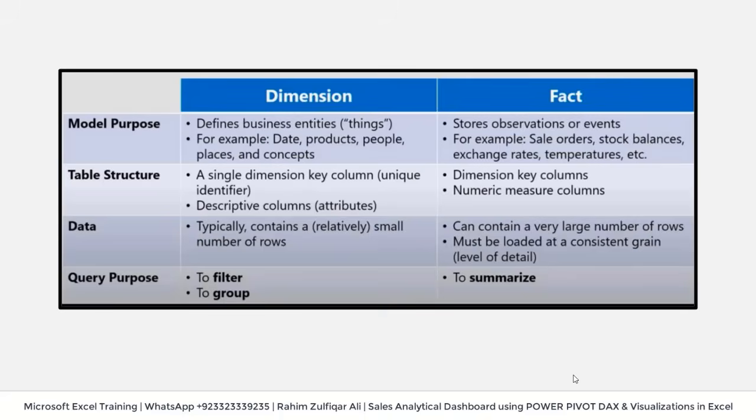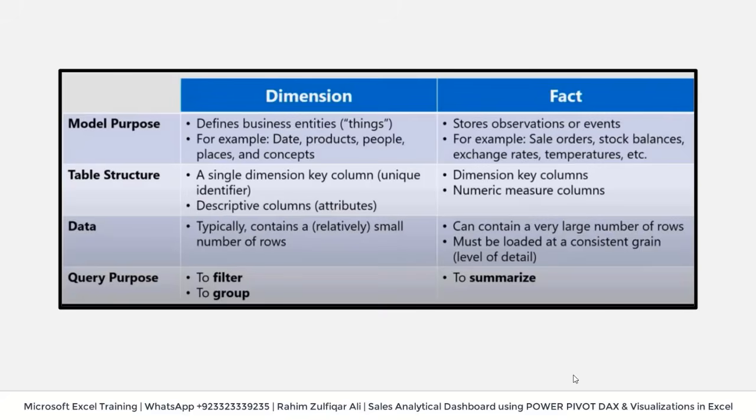So now this is the significant difference between a dimension table and a fact table. And this differentiation will give you further understanding about how to distinguish between them. So first is the model purpose. As I told you, the dimension table defines the business entities like date, products, people, and concepts. The table structure contains descriptive columns and has a unique key dimension column as well. The dimension tables contain the unique records, not duplicates.